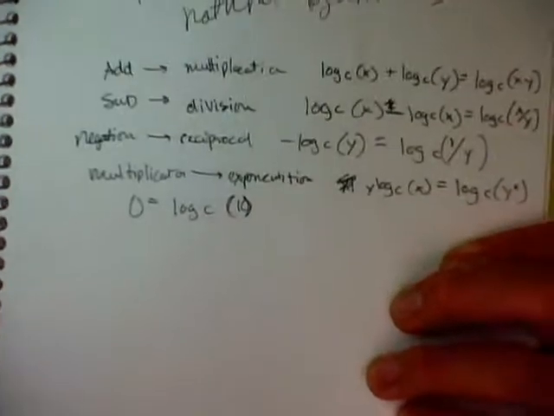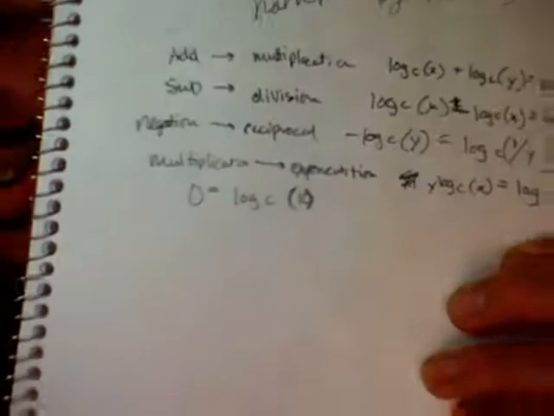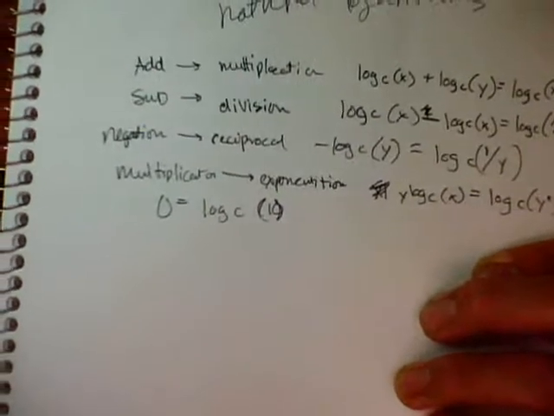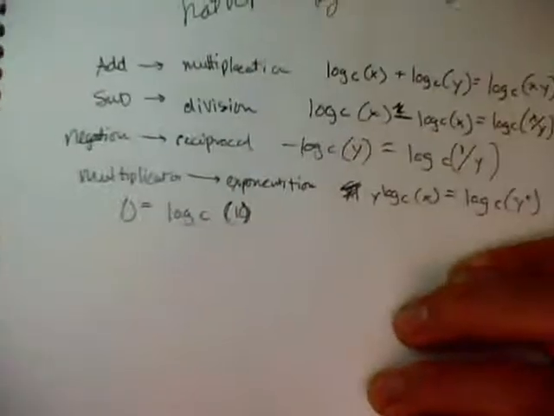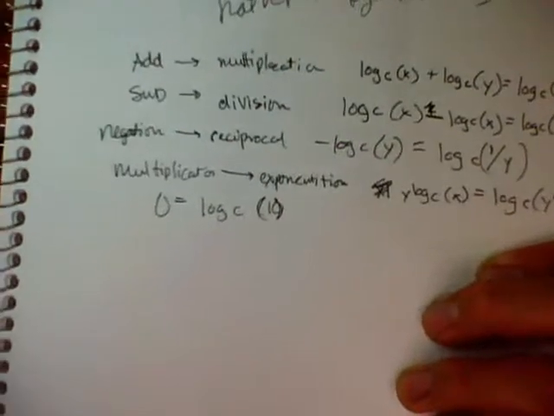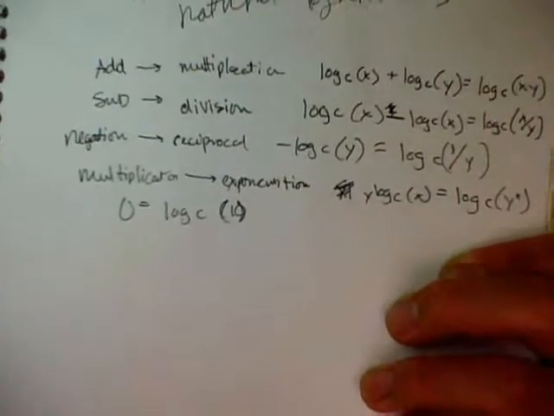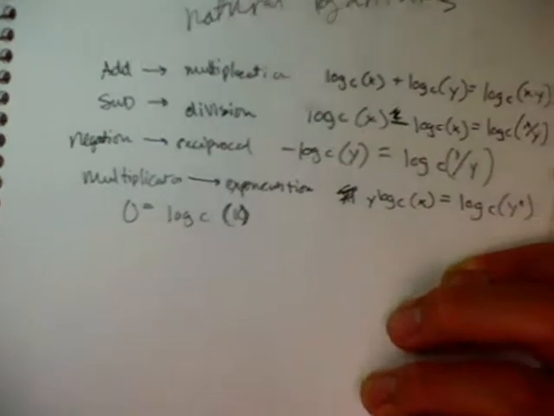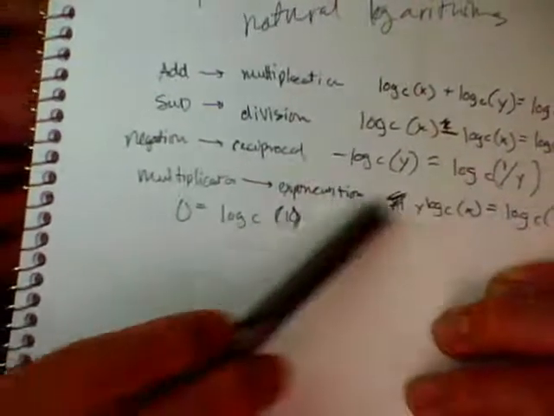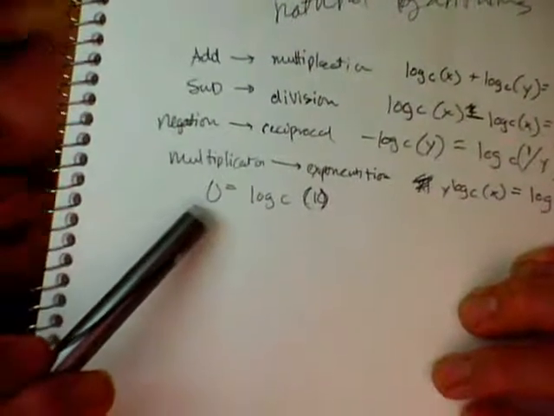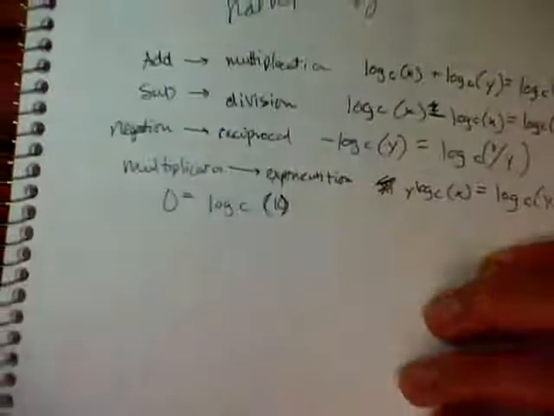From negation to reciprocal, now we can never have a negative number right there, because the natural log is always growing, but it does end up right over here. So the negative log base c of y equals log base c of 1 over y. And if we multiply something to the log base c of x, then we end up with log base c of y to the power of x. And 0 is always log base c of 1.